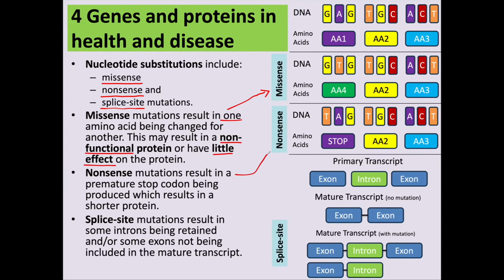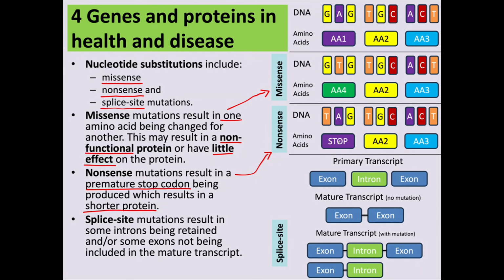Now, for the nonsense ones, okay, and that's them here in the diagram, they result in a premature stop codon. It's well worth remembering that whole phrase. A premature stop codon, which is being produced. And what that does is it results in a shorter protein, okay? And what do we mean by that? Well, for example, if the G from the original strand here is replaced by a T, substituted with a T, that then codes for not another amino acid, but for a stop codon.